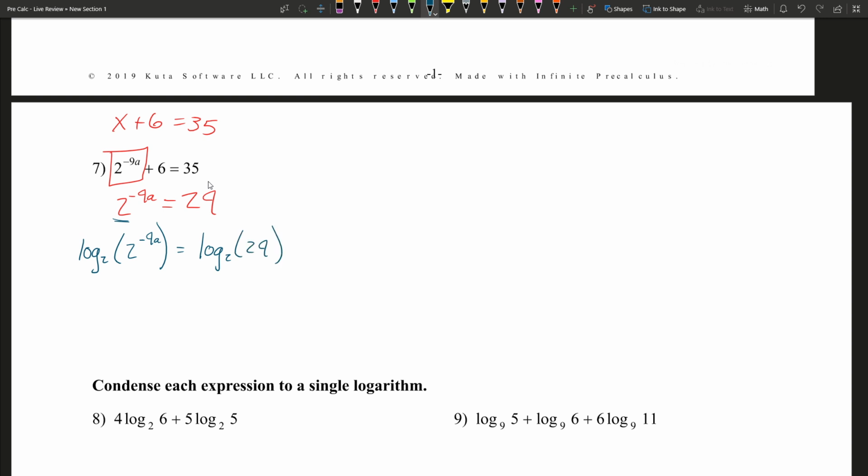When you do that, the log base 2 and the actual base of 2 cancel, and you're left with the exponent. So you're left with negative 9a is equal to log base 2 of 29.